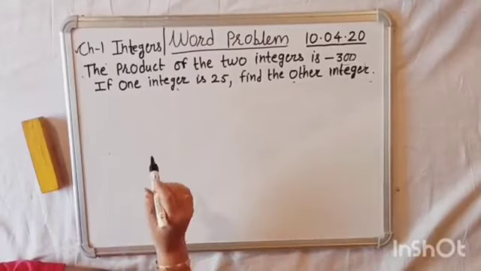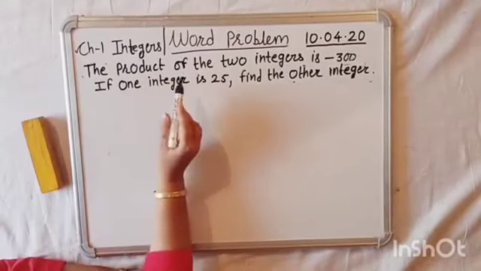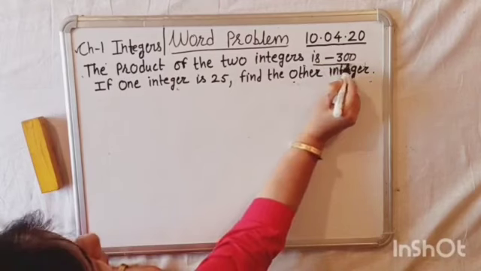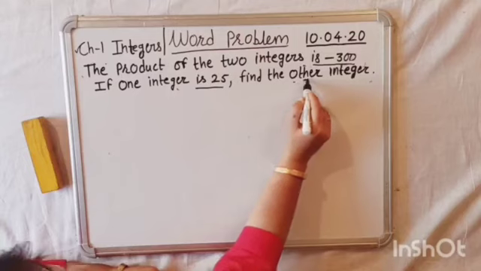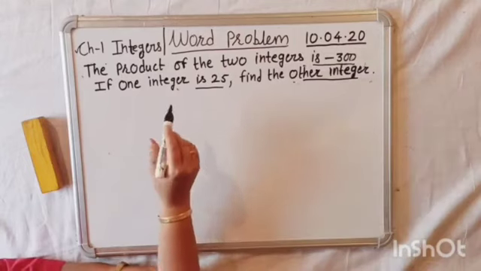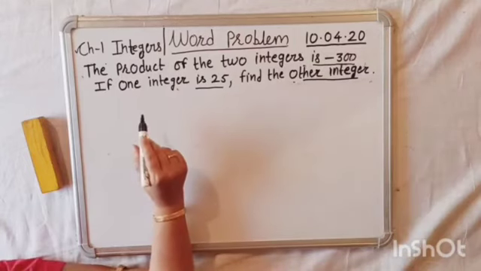Yes, our next word problem. The product of two integers is minus 300. If one integer is 25, find the other integer. Now in this question, the product is given to you.